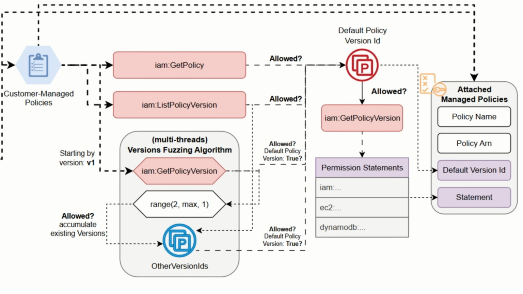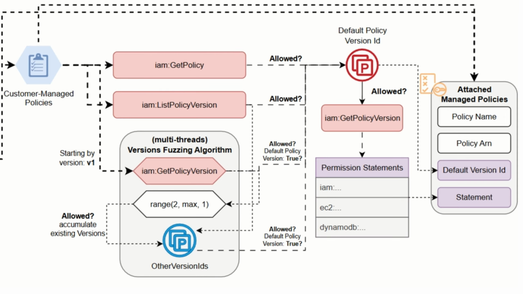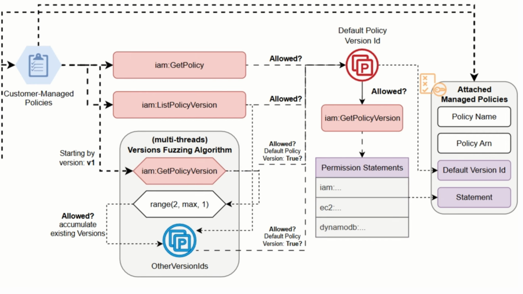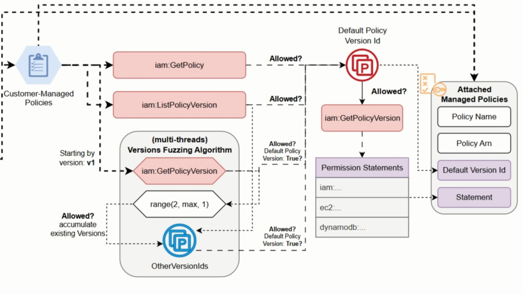Version fuzzing fallback. When the account blocks the version listing APIs, SkyEye's multi-threaded version fuzzing algorithm brute-forces requests to IAM GetPolicyVersion for versions 1 through 5 until it finds the default.